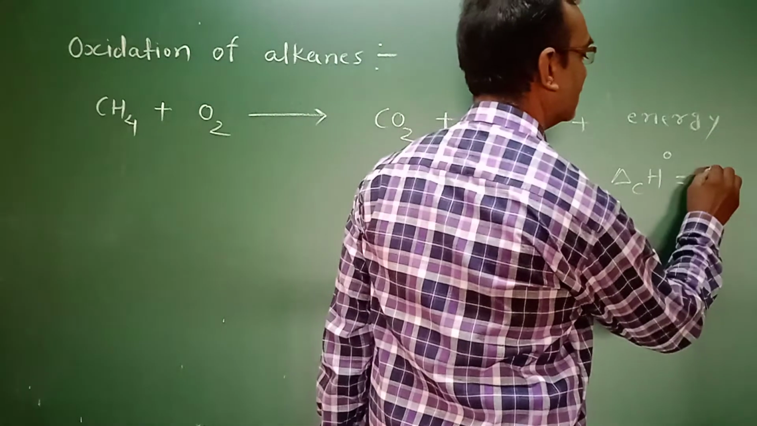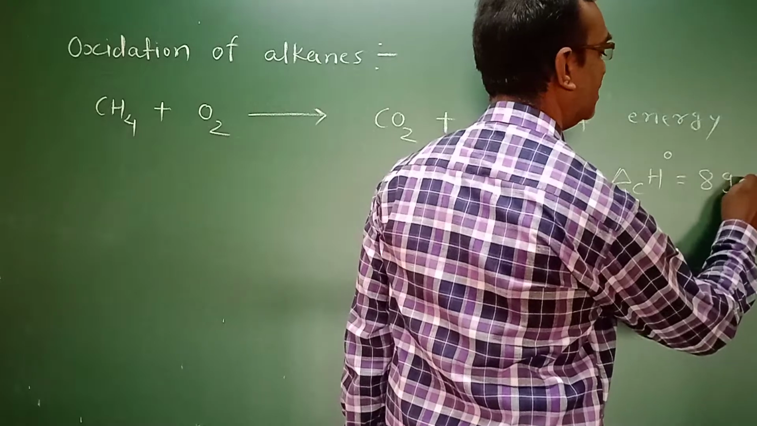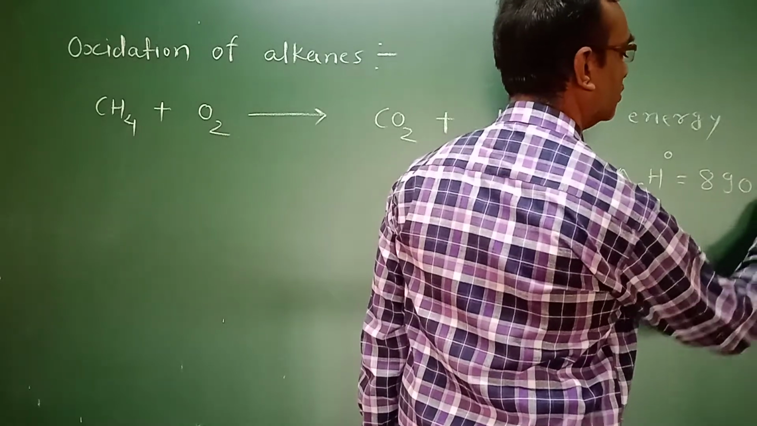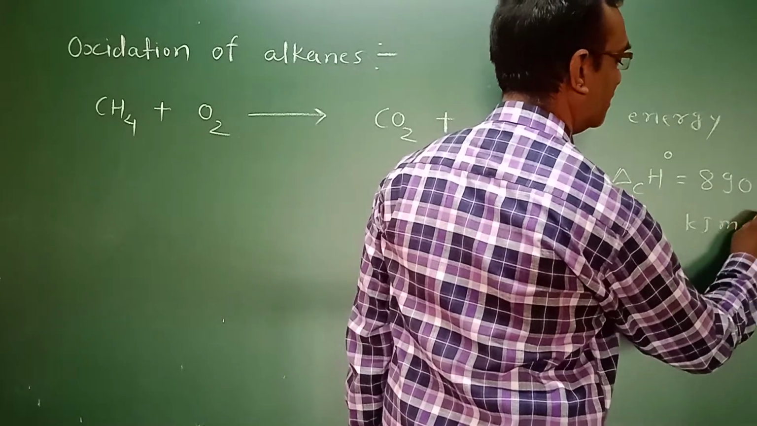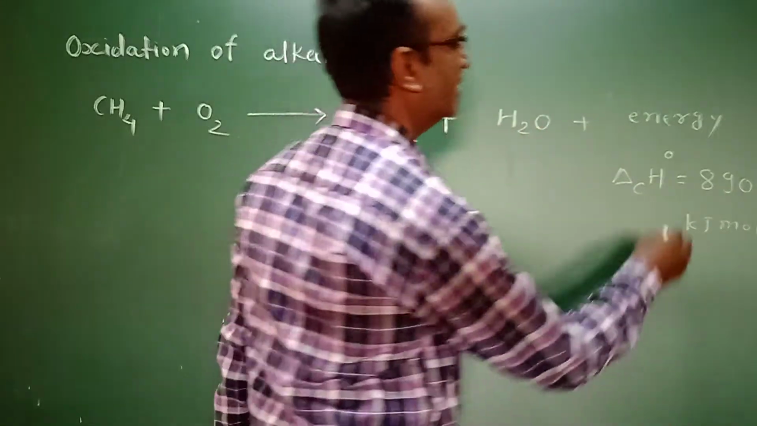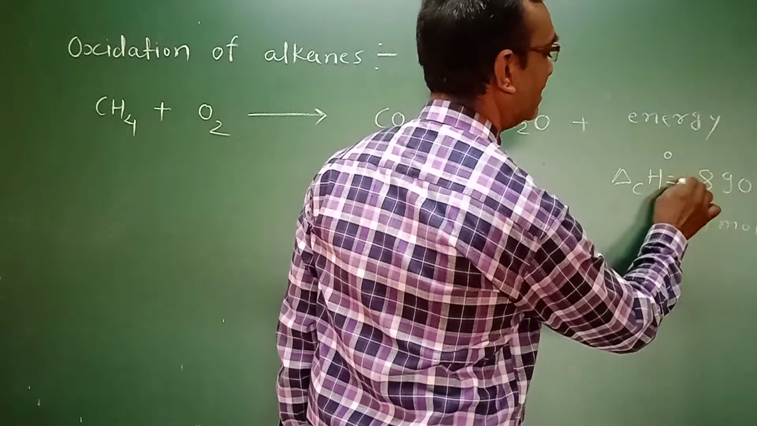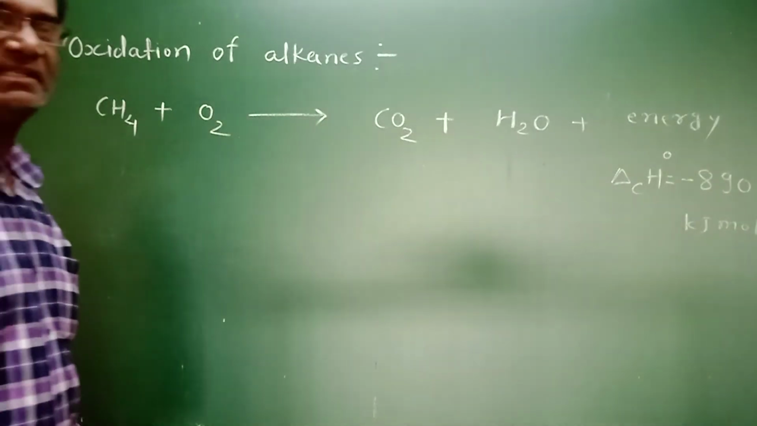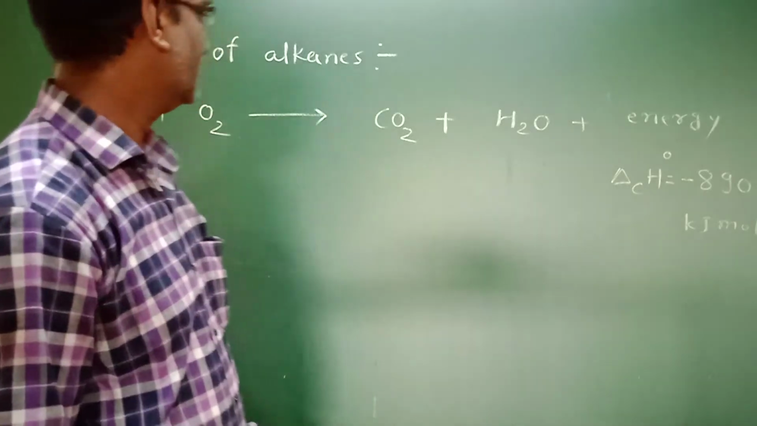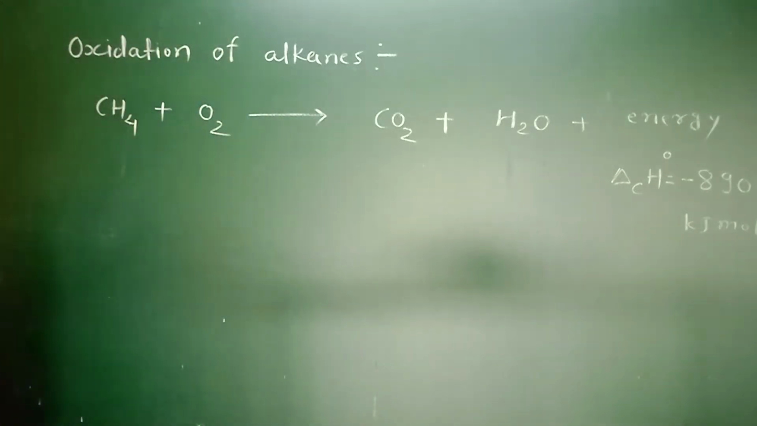During this reaction, 890 kilojoule per mole of energy is given out. Therefore, we can write here the sign of minus. The minus sign indicates that the energy is given out. It is an exothermic reaction.